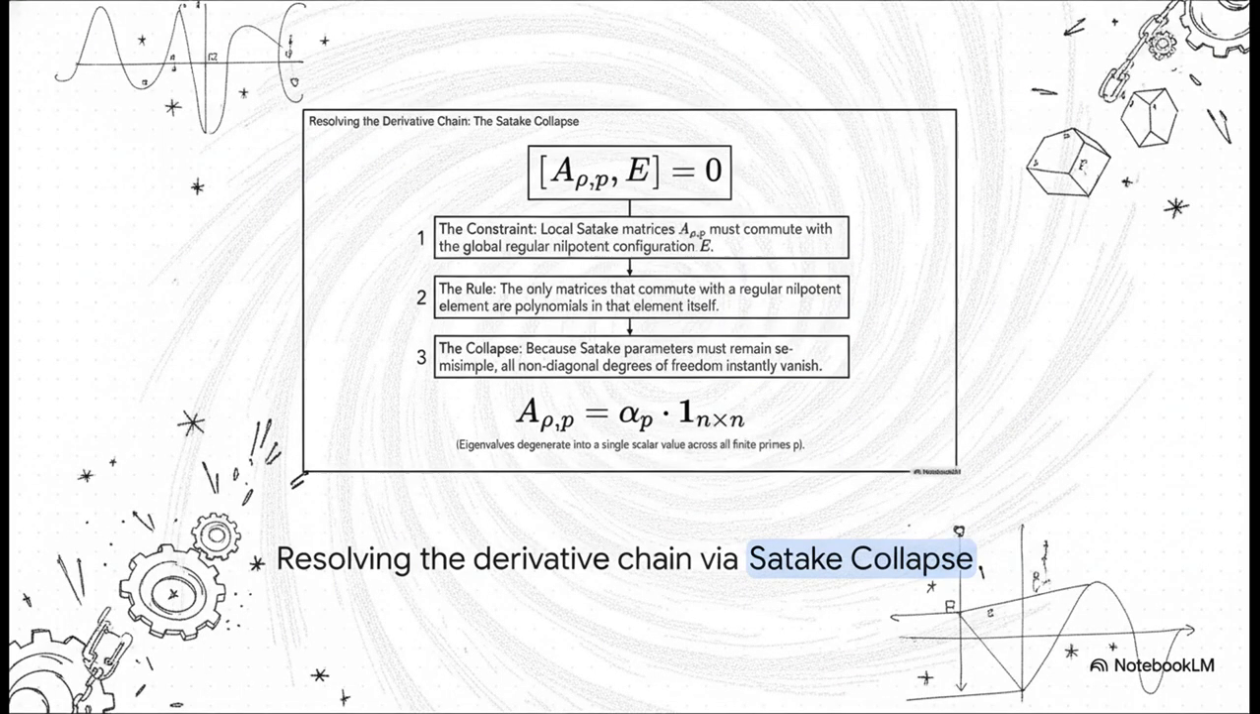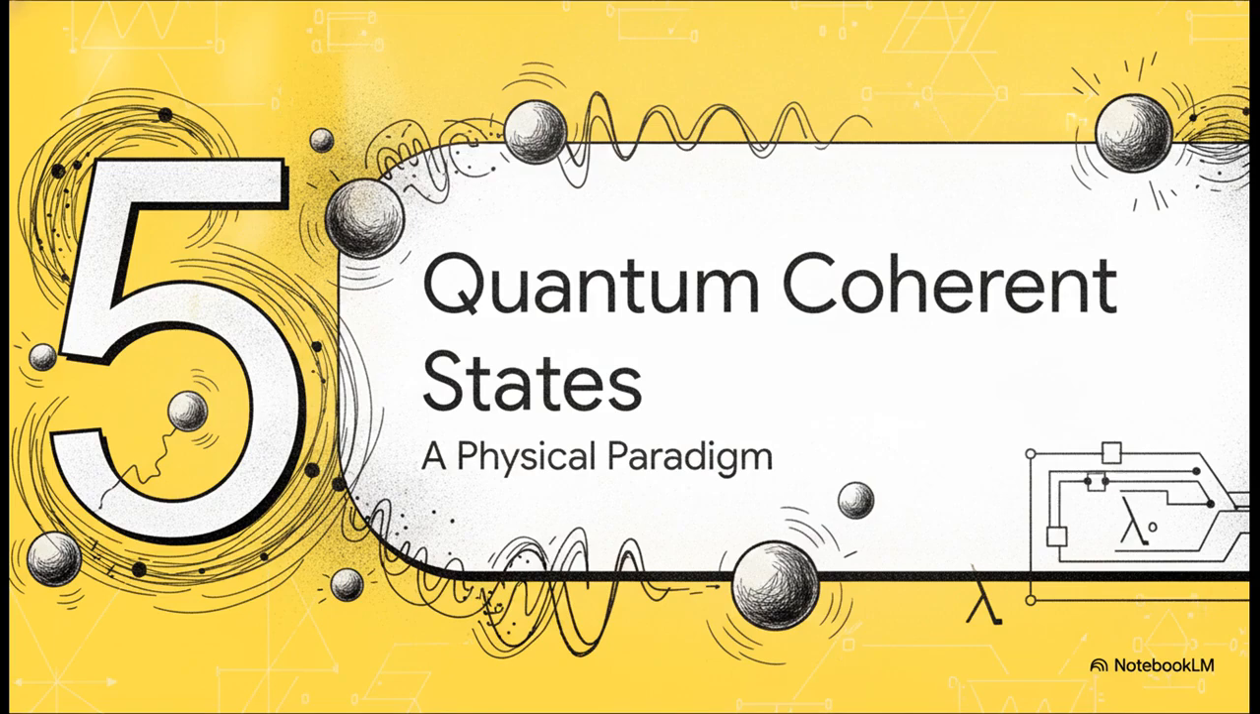Check out that massive commutation constraint equation, where the local Satake matrix, A, rho, P, and the regular nilpotent element E must equal 0. In representation theory, the only matrices that commute with a regular nilpotent element are polynomials in that element itself. And since Satake parameters have to remain semi-simple, all those non-diagonal degrees of freedom just instantly vanish. The Satake parameters collapse entirely into a single scalar value across all finite primes, which utterly eradicates any possible room for counterexamples to form. This takes us into some wild territory in Part 5, Quantum Coherent Ground States.